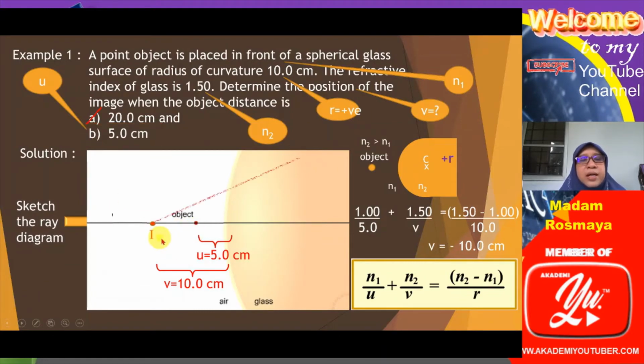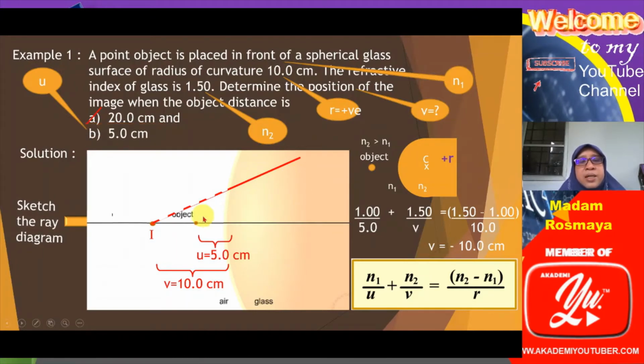Okay, so next, how to draw? First, you draw the line. You can draw backward from the image first. From the image, you draw a straight line. But remember that this line is an imaginary line, so you draw a dotted line, for an imaginary ray. This is where the ray is refracted to in the glass medium.